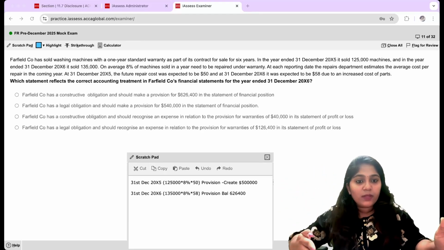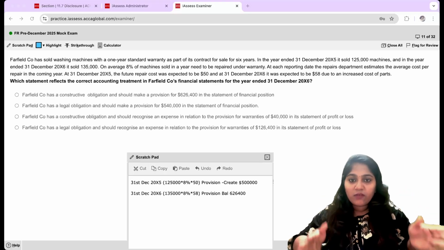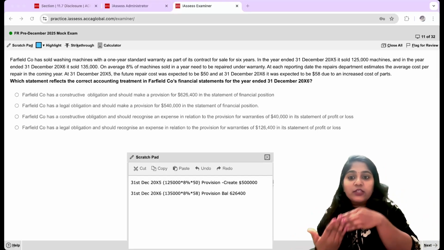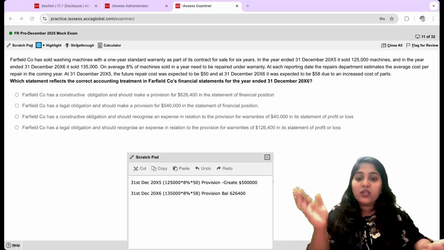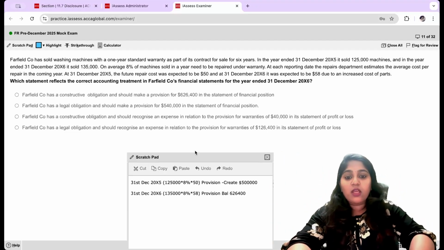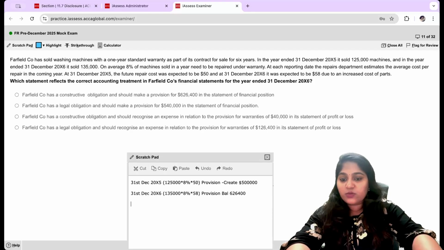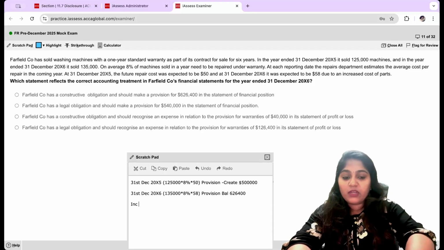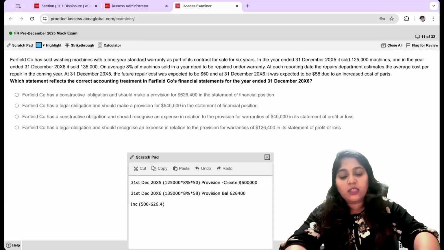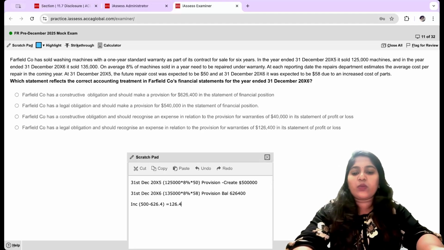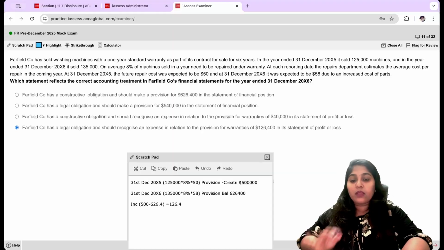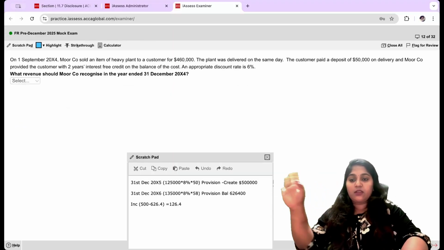Fairfield company has a legal obligation. You have signed, there is an invoice which is given and you have sold, there is a receipt which is issued. You're legally bound to give the warranty. It is a legal obligation, first of all, not a constructive obligation, to recognize an expense in relation to the provision for warranty of 126,400, because your closing balance is 626,400 and opening balance is 500,000. The increase is 626.4 minus 500, which is 126.4, that is 126,400. So the answer has to be option D. Do not select option A, because we always get confused.